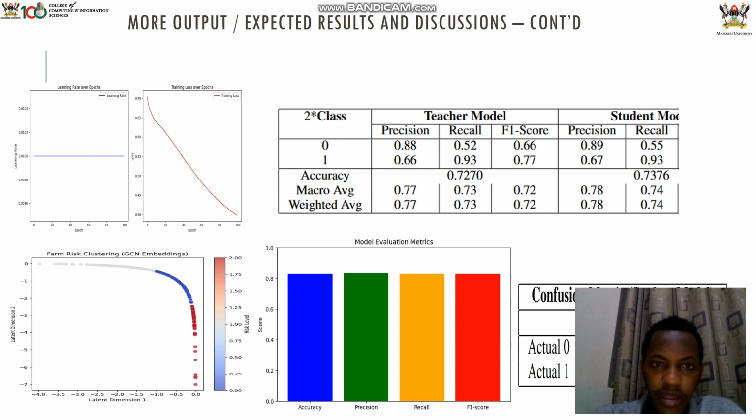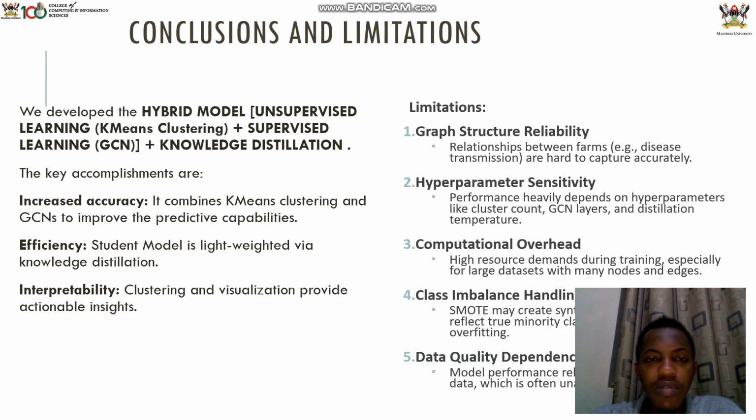Next we can talk about the conclusions and limitations. In conclusion, we developed a hybrid model that combines unsupervised learning, KMeans clustering, with supervised learning using Graph-Convolutional Networks enhanced by knowledge distillation. The key accomplishments include increased accuracy, improved efficiency through a lightweight student model, and enhanced interpretability through clustering and visualization. However, there are limitations.